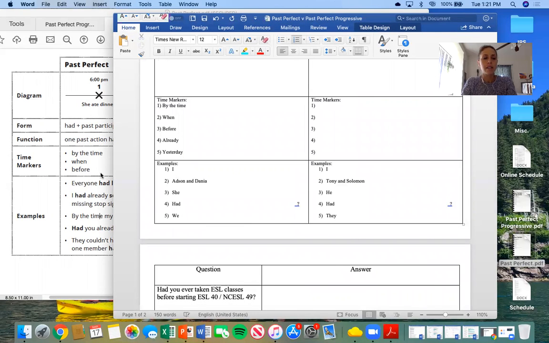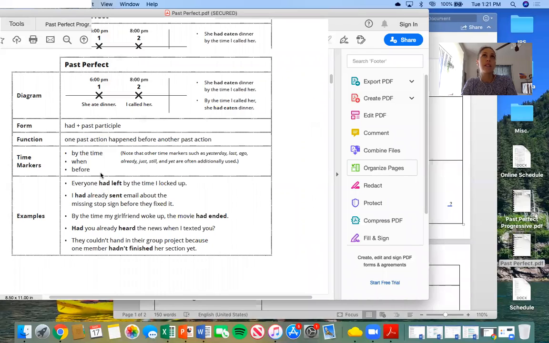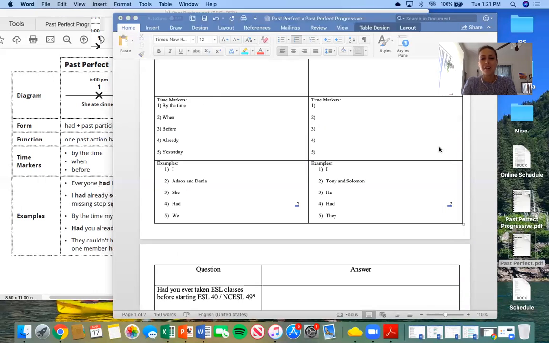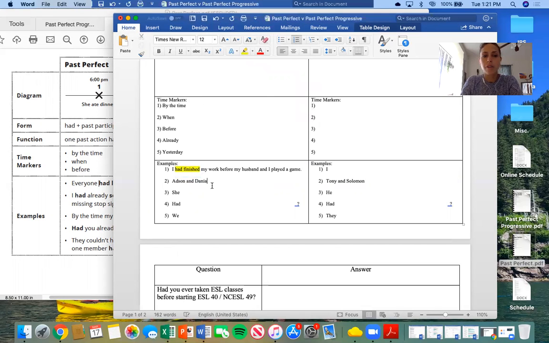Okay, so let's use some examples. So let's think about what I did yesterday. So I had finished my work before my husband and I played a game. Okay, so I had finished, that's our verb tense, and before is our time marker. And you can see that I have played here, which is not a double had.